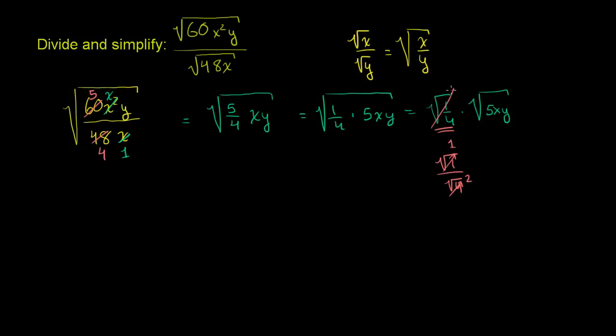And so if you simplify this to 1/2, then the whole thing can simplify to 1/2 times the principal root of 5xy. And there's nothing else that you can really take out of the radical sign here. Nothing else here is a perfect square.